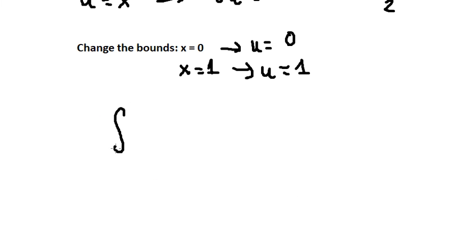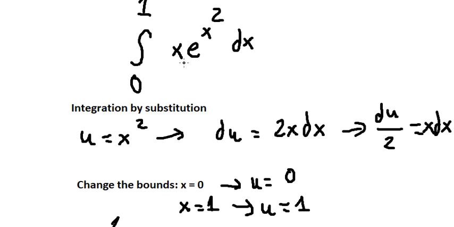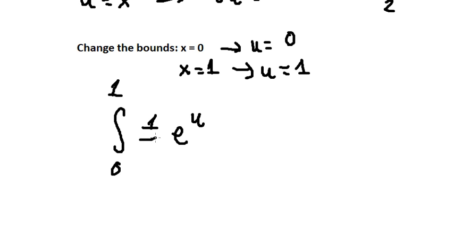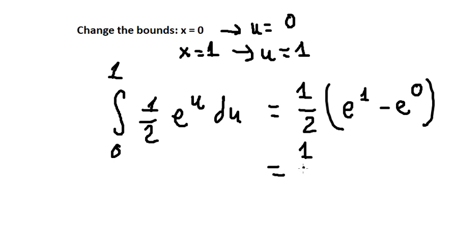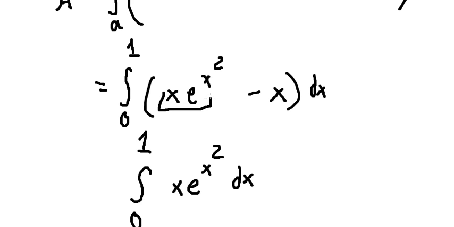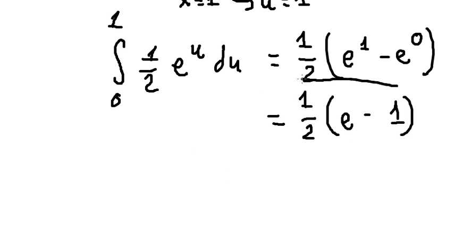And now we have it like this. The bounds we keep the same, s squared we change to u, and s ds we change to du over number 2. And now we have the final answer. So we have it like this. The value of this one is this one.